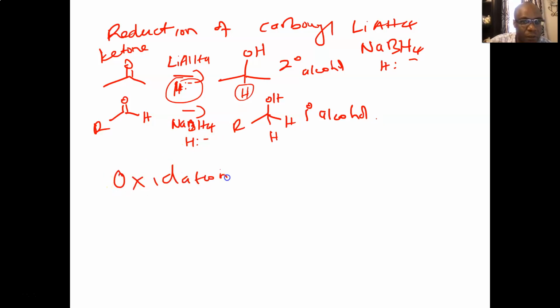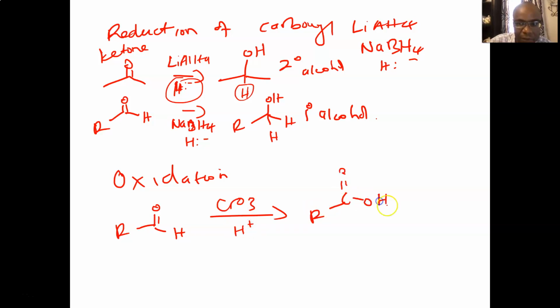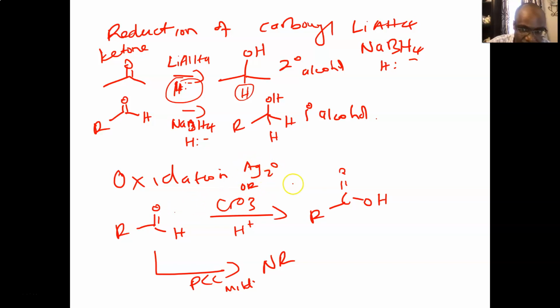For oxidation, aldehydes are the best ones to be oxidized, and if you use chromic acid, they're gonna be oxidized to carboxylic acid. If you use PCC, there's no reaction because this is mild. If you use silver oxide, it's still gonna oxidize the aldehyde to the carboxylic acid. I think that's a good overview and a good way to end the chapter, or end the reactions of carbonyls.